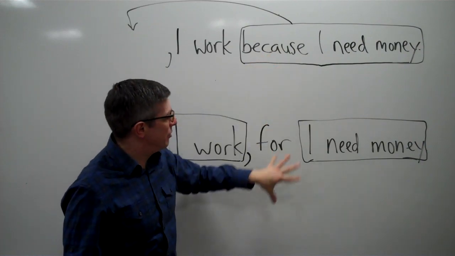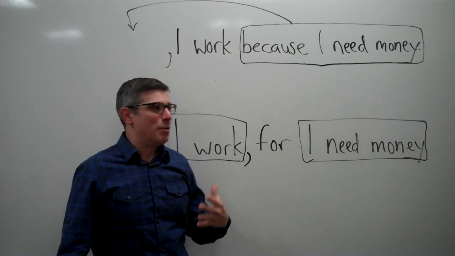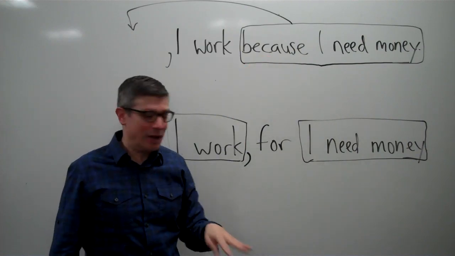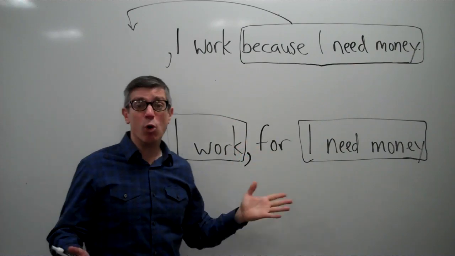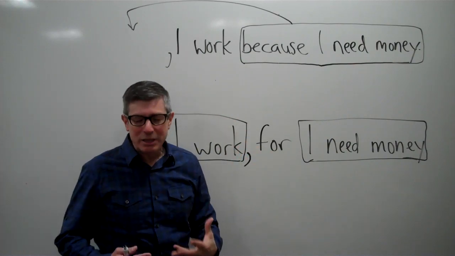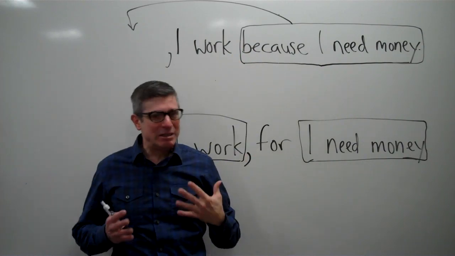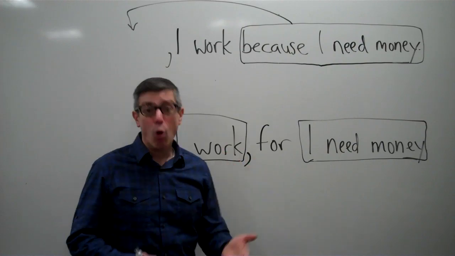And so by looking at these two sentences, you can see that it's not just somebody in a room who decided that because doesn't count as a coordinating conjunction, and so and for does. It's actually built into the grammar. Because I need money is a very different kind of a thing grammatically from for I need money.